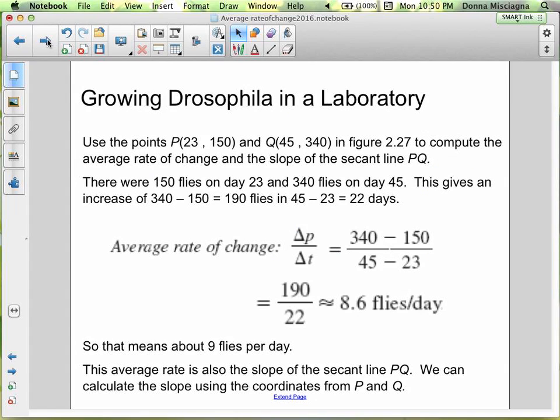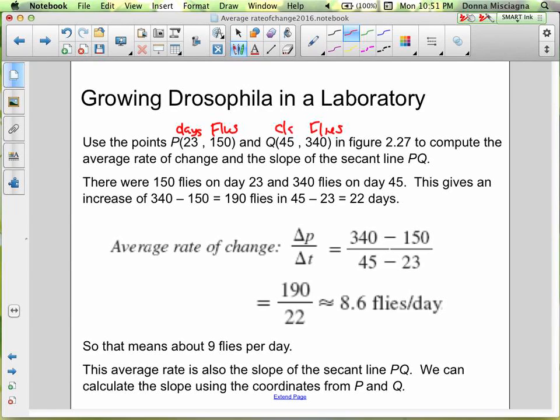So growing, here it is again solved out. Growing Drosophila, which is just fruit flies, in a laboratory. So we use the points P 23, 150 and Q 45, 340. So these are flies, and this is day. So that's day 23, day 45. I'm going to rewrite flies a little bit better. The y value is the number of flies.